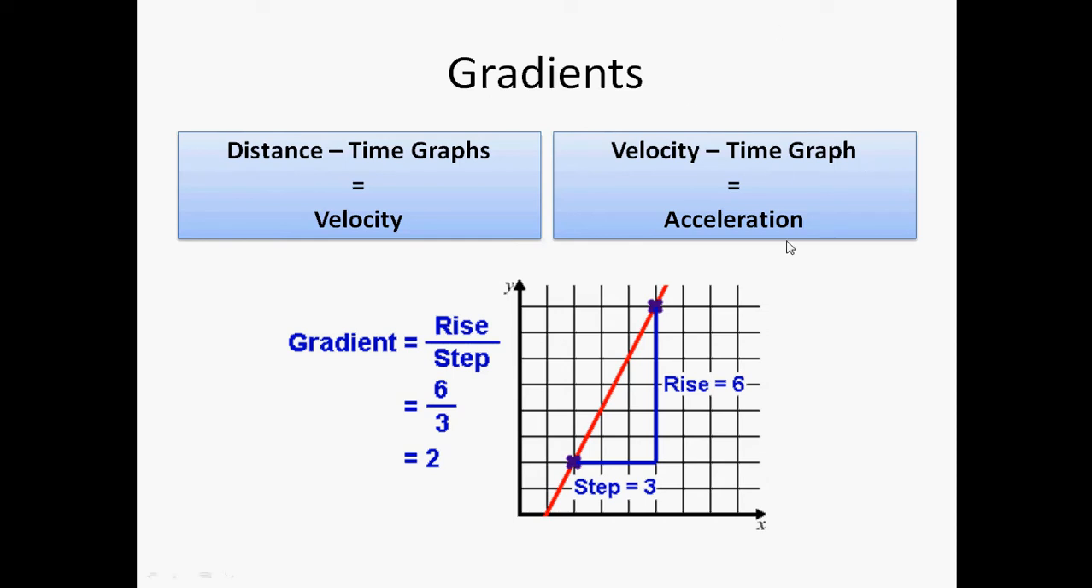So for example, in here, I have a rise of 6 squares and it took me 3 steps to get this rise. So my gradient will be the rise over step, 6 over 3, and the gradient will be 2. If this would be distance in meters and time in seconds, this would be 2 meters per second for velocity. If this would have been a rise in meters per second of the velocity in time in seconds, it would give me 2 meters per second squared, and it would be this acceleration, okay?